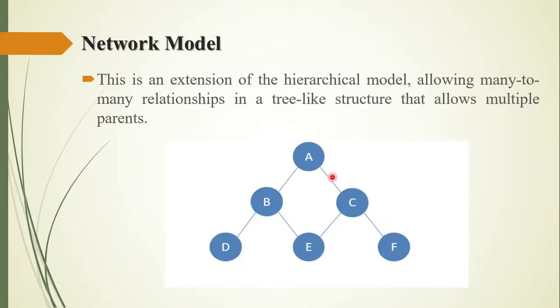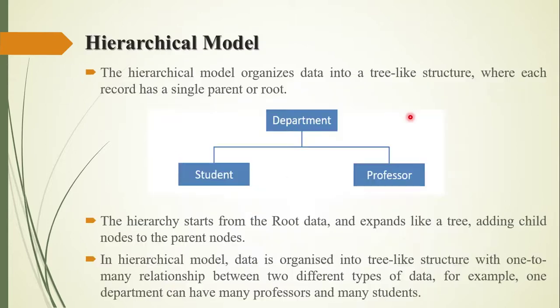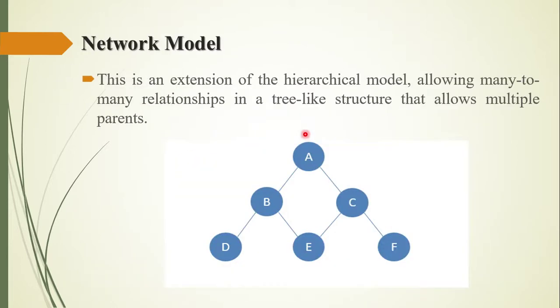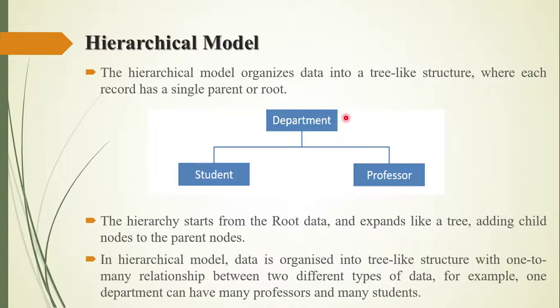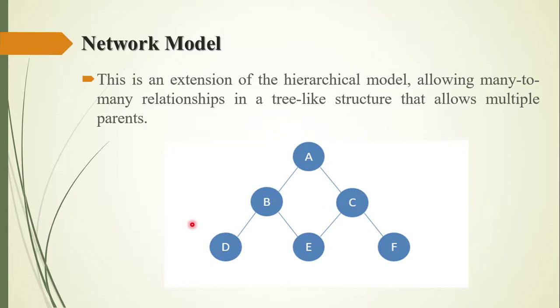Second is the network model. This is an extension of the hierarchical model, allowing many-to-many relationships in a tree-like structure that allows multiple parents. This is a tree structure, and this is also a tree structure, but the hierarchical structure allows only a one-to-many relationship, and here it allows a many-to-many relationship.